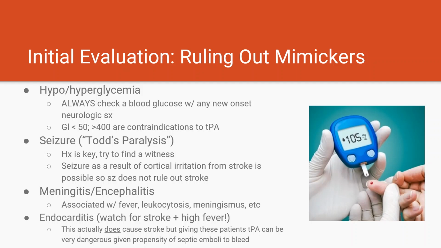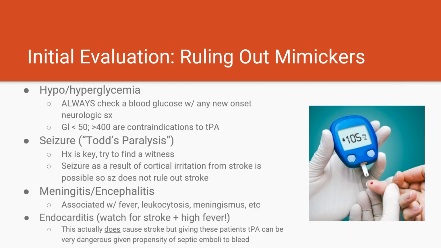Quickly, let's touch on some of the stroke mimickers, as there are several of these that you should be aware of. By far, one of the most common and easily correctable conditions associated with sudden onset neurologic symptoms is hypo or hyperglycemia. If a nurse calls you with a patient who has new onset neurologic symptoms, you should be asking her to check a glucose before you've even reached the room. In fact, a glucose below 50 or above 400 is an absolute contraindication to TPA unless corrected.